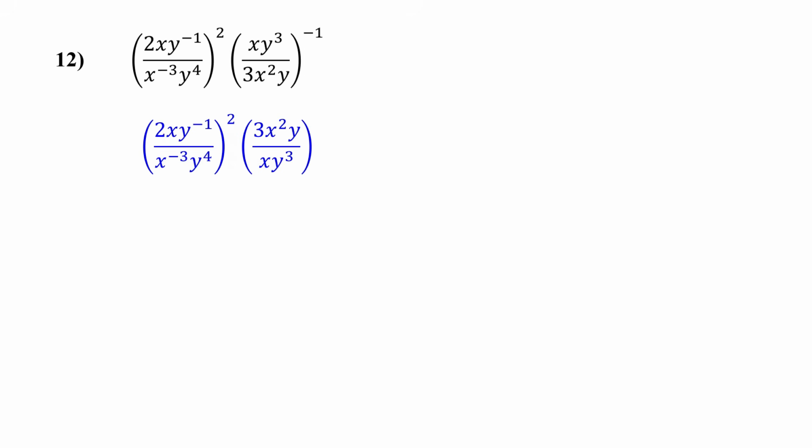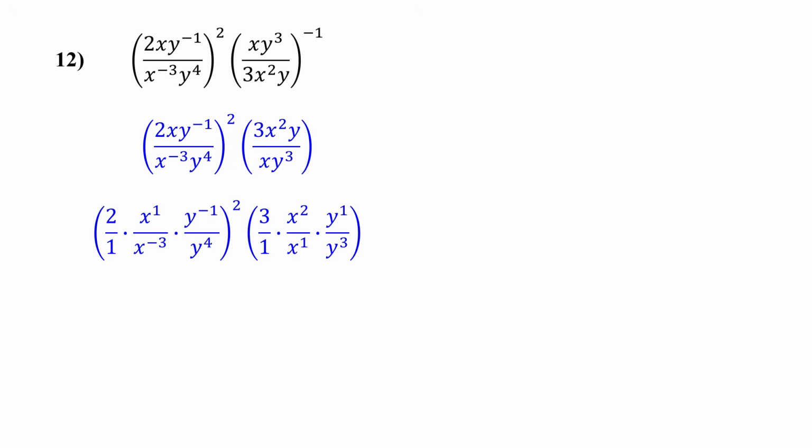Now simplify inside each set of parentheses. Start by grouping the coefficients together and the like base variables together. For the first expression, the coefficient is 2. For the variables, keep the base and subtract the exponents. So for x, 1 minus -3 equals 4, giving us x to the fourth. For y, -1 minus 4 equals -5, so we get y to the -5th.